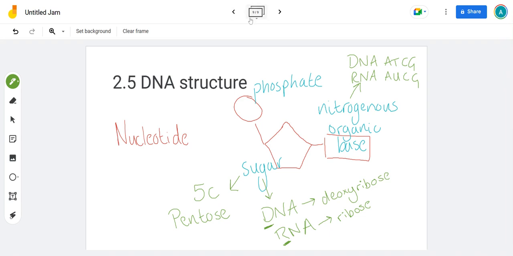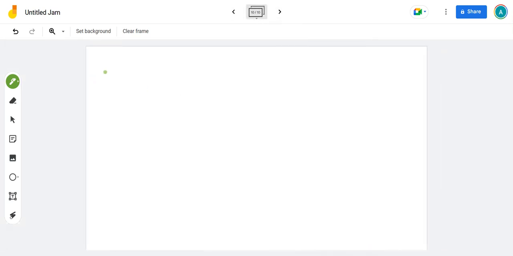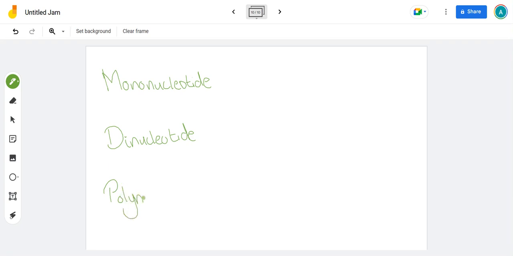If we've got one nucleotide like that, we call that a mononucleotide. It's the same language as we used in carbohydrates, where we had a monosaccharide, a disaccharide and a polysaccharide. So it's the same here. One nucleotide is a mononucleotide, two nucleotides a dinucleotide, and if you've got lots, you could call it a polynucleotide.